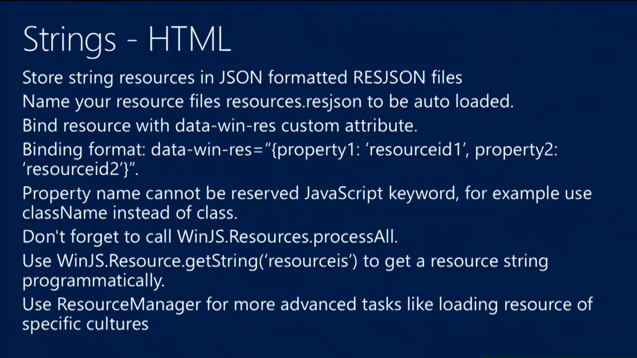How many of you already built HTML applications for Windows 8? Okay, so if you're familiar with Windows 8 development, all the custom attributes for HTML start with data-win-. For resources, the attribute will be data-win-res, and it's in JSON format. You bind a property to a resource ID. So, for example, you need to bind the text of a div. You'll bind it using either the textContent property or innerText.